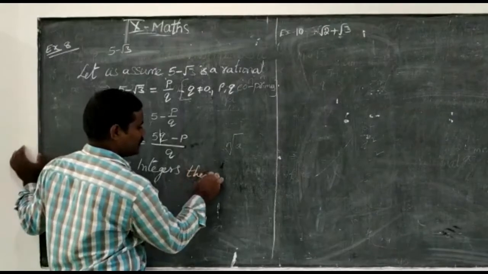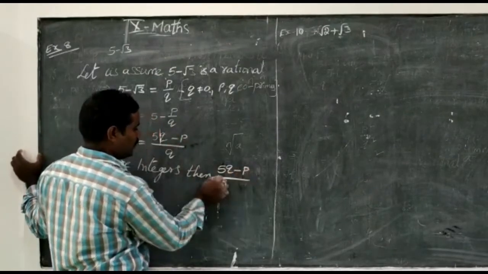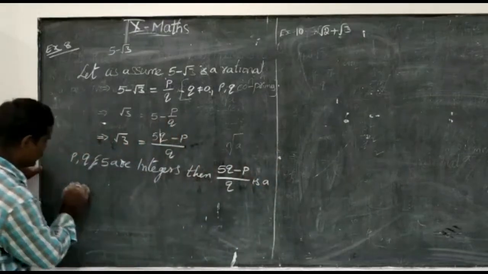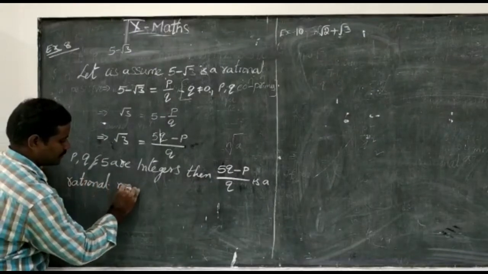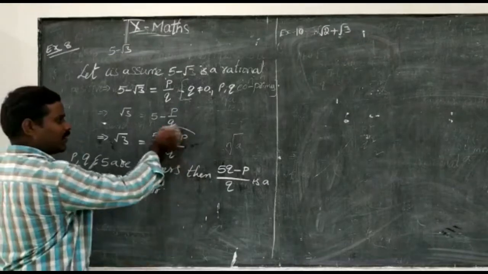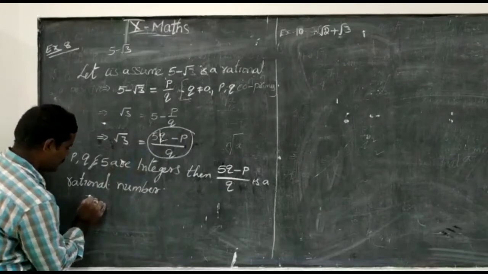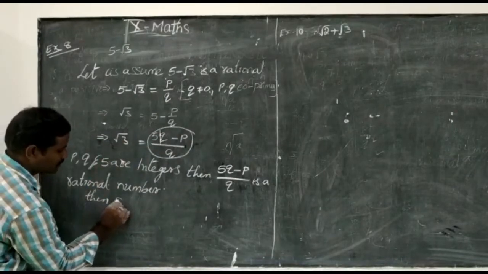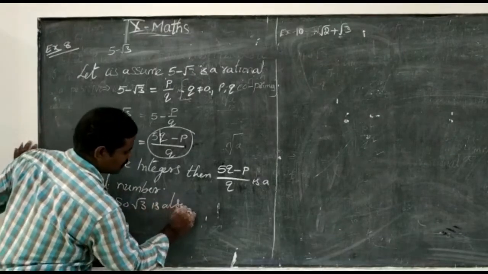Then the total term, 5q minus p by q, is a rational number. If it is rational, one rational number is equal to the other rational number. Therefore, from this, root 3 is also rational.